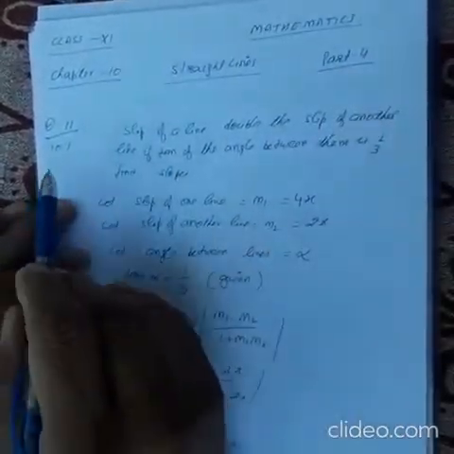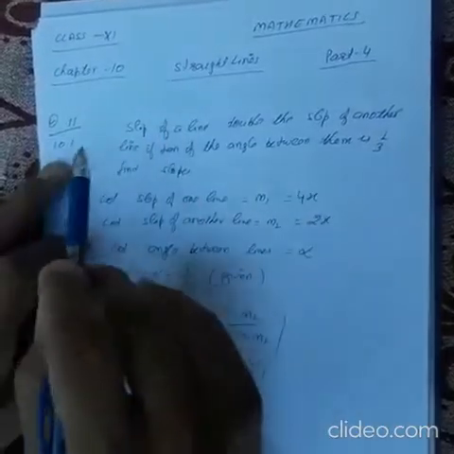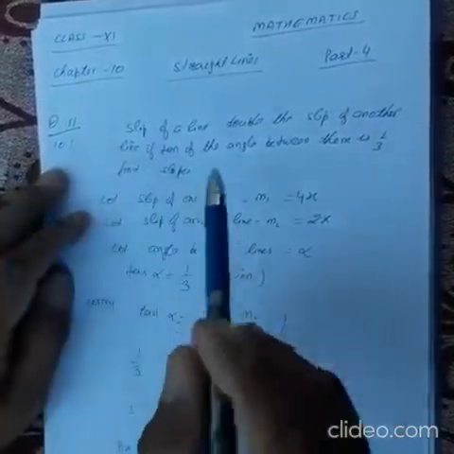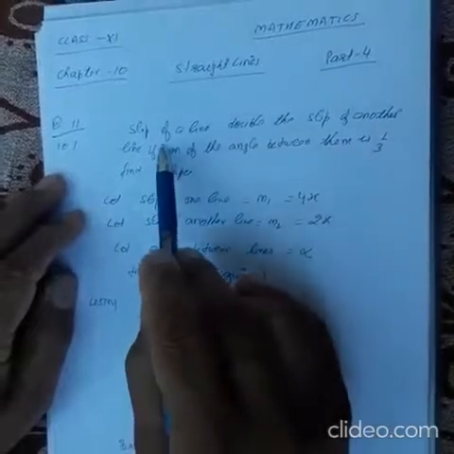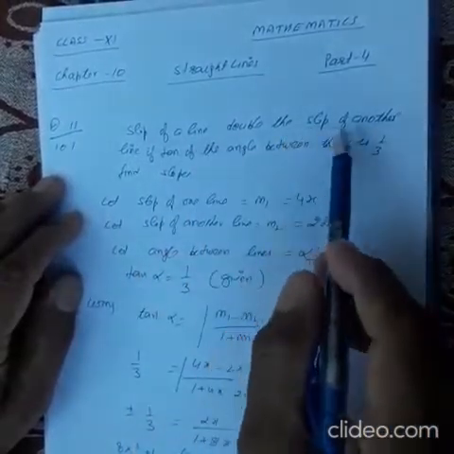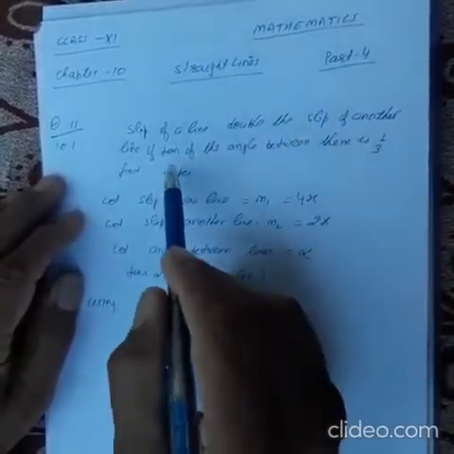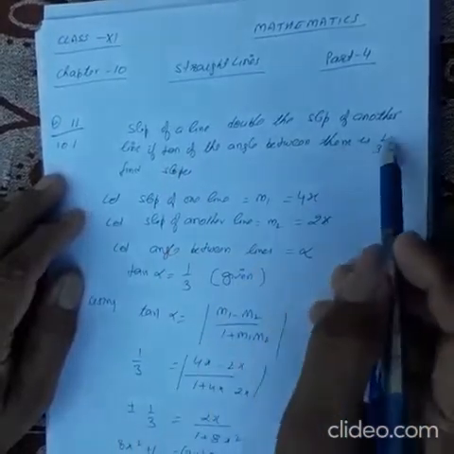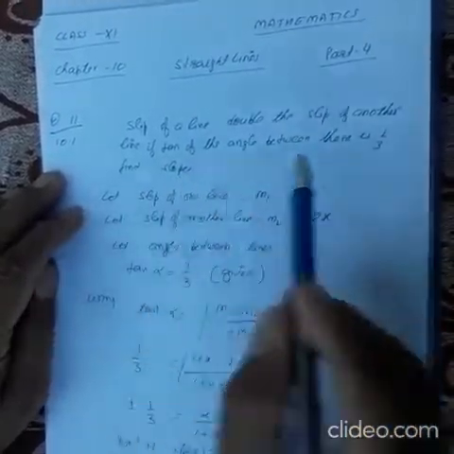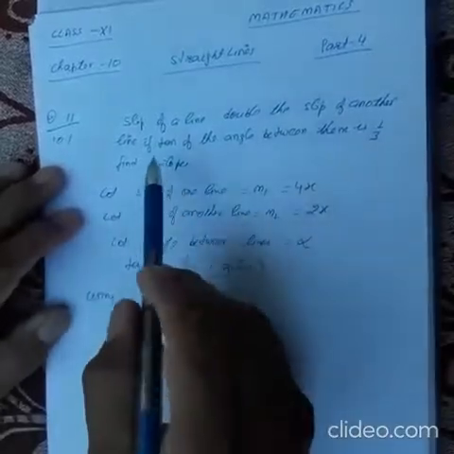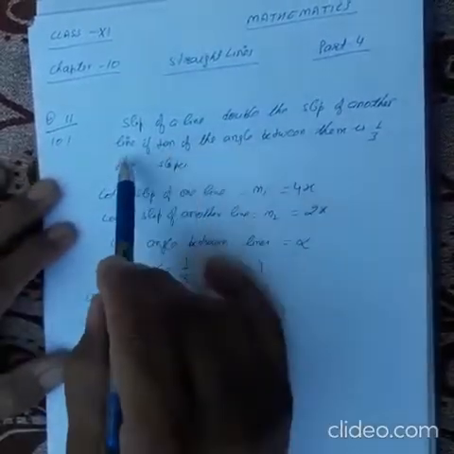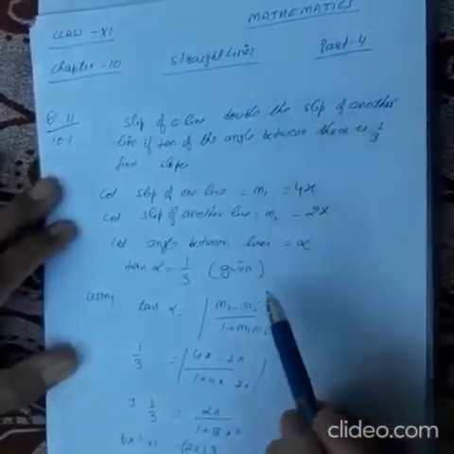We are doing exercise 10.1. It is the 11th question today. The statement is: the slope of a line is double the slope of another line. If the tangent of the angle between them is 1 by 3, find the slope. To solve this question, we will use the angle between two lines.